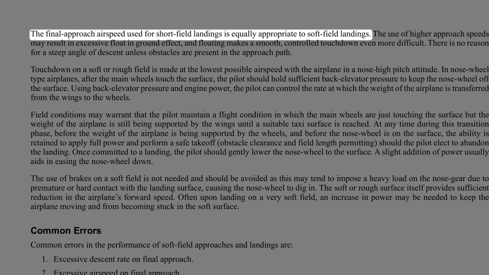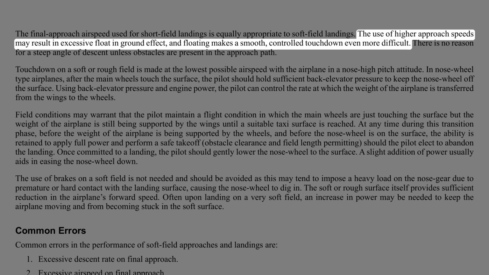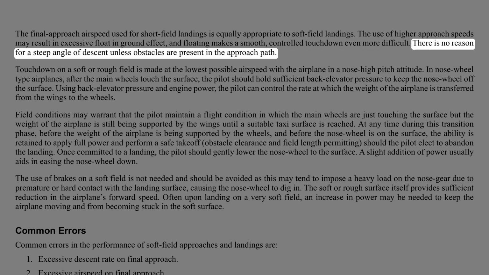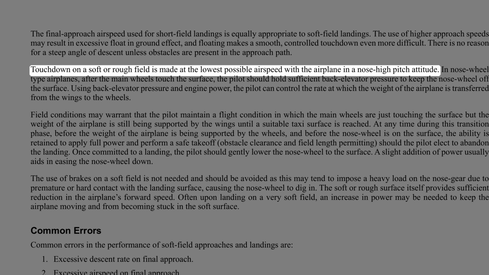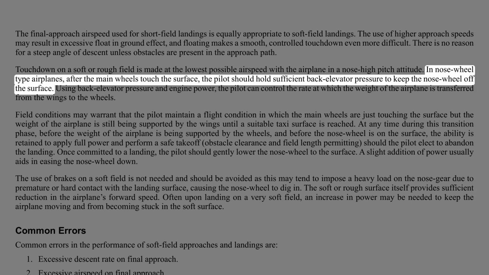The final approach airspeed used for short field landings is equally appropriate to soft field landings. The use of higher approach speeds may result in excessive float in ground effect, and floating makes a smooth, controlled touchdown even more difficult. There is no reason for a steep angle of descent unless obstacles are present in the approach path. Touchdown on a soft or rough field is made at the lowest possible airspeed with the airplane in a nose-high pitch attitude. In nose-wheel type airplanes, after the main wheels touch the surface, the pilot should hold sufficient back elevator pressure to keep the nose wheel off the surface.